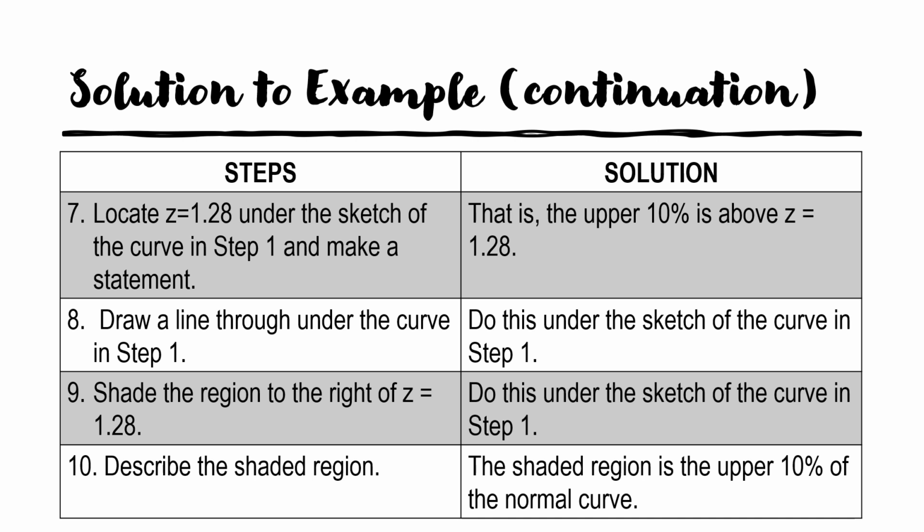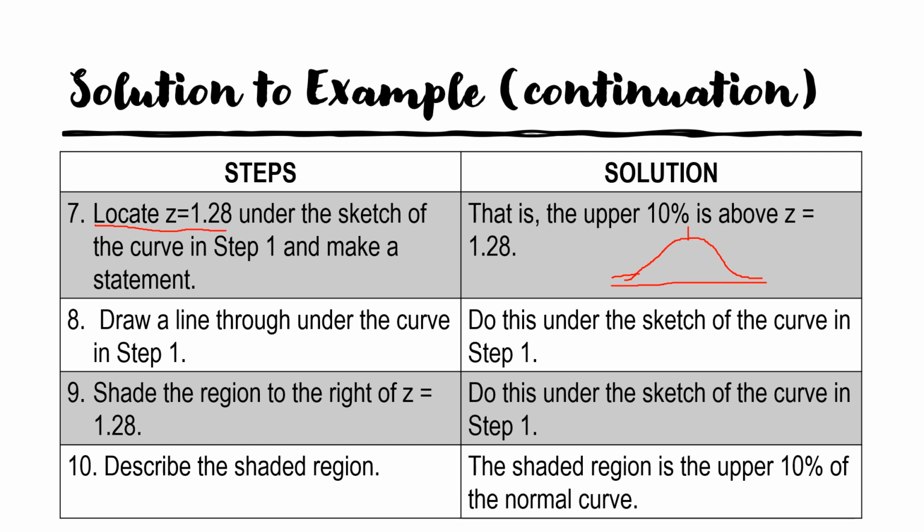As the continuation of the solution for our example number 1, for step number 7, locate your z, which is equal to 1.28, under the sketch of the curve in step number 1. So let's draw a normal curve. Maybe my normal curve is not perfect, but we can visualize here. Your positive 1.28 as your z-score will fall on the positive side of your normal curve, and make a statement: the upper 10% is above your z equal to 1.28.